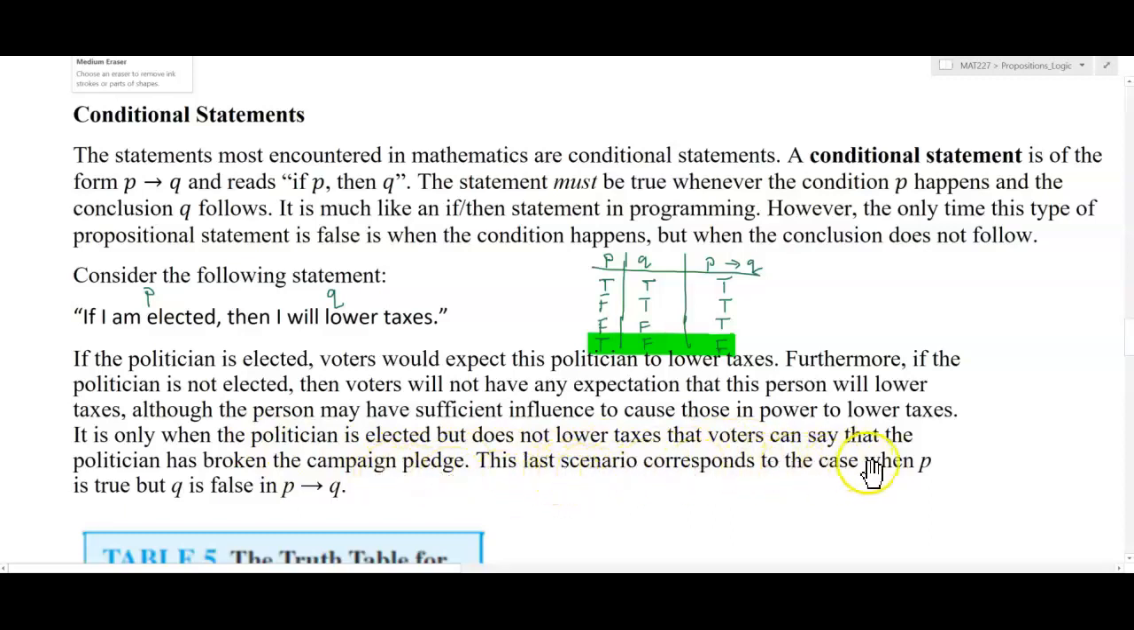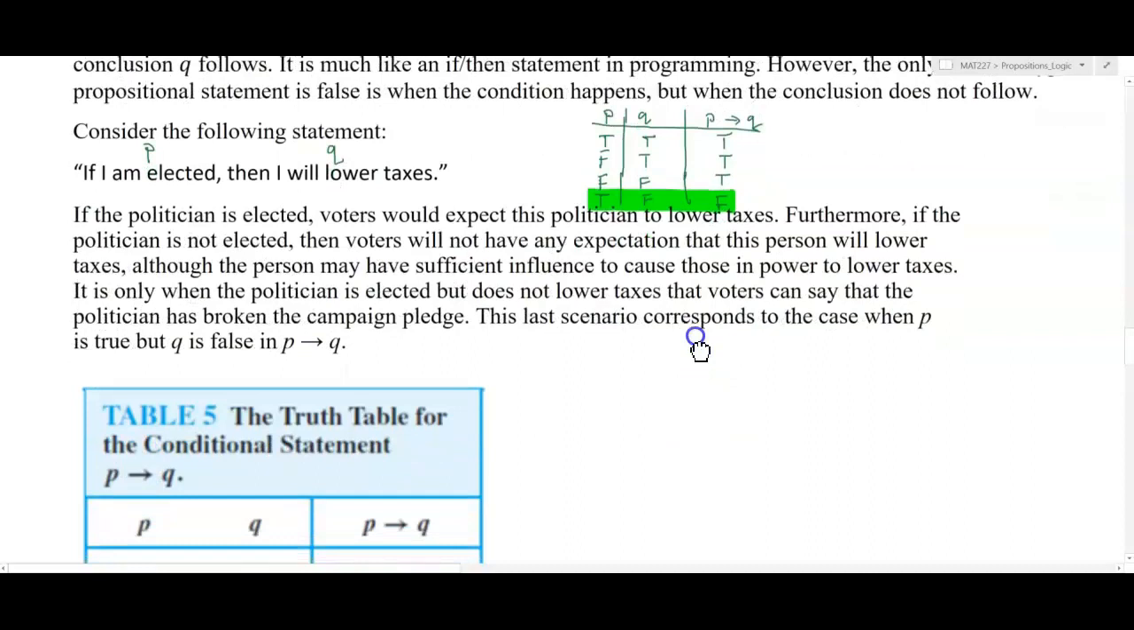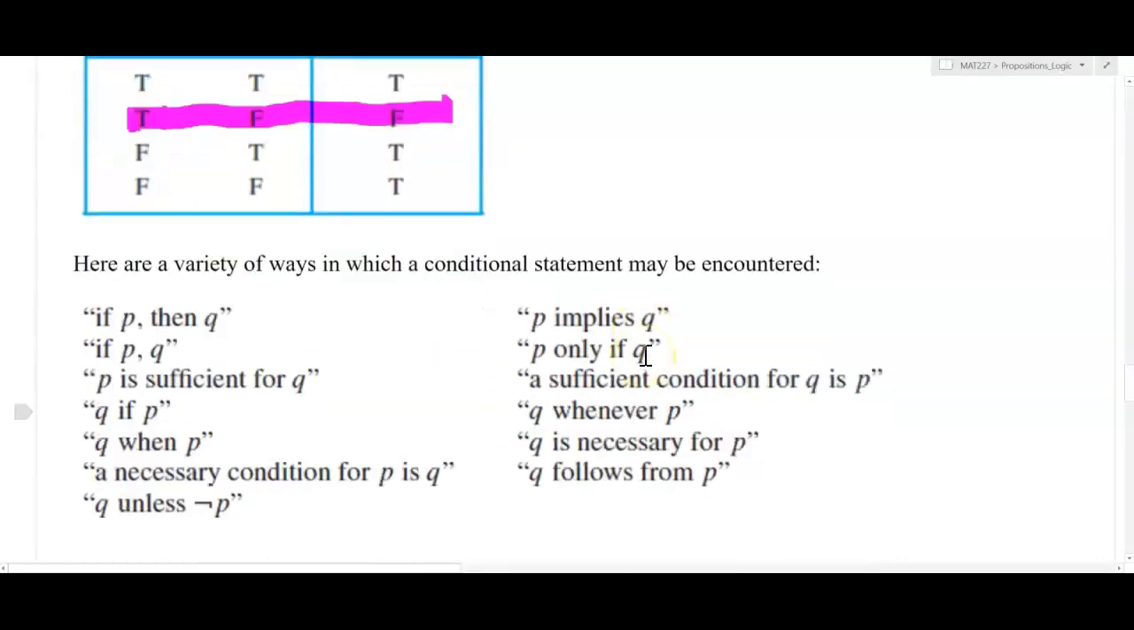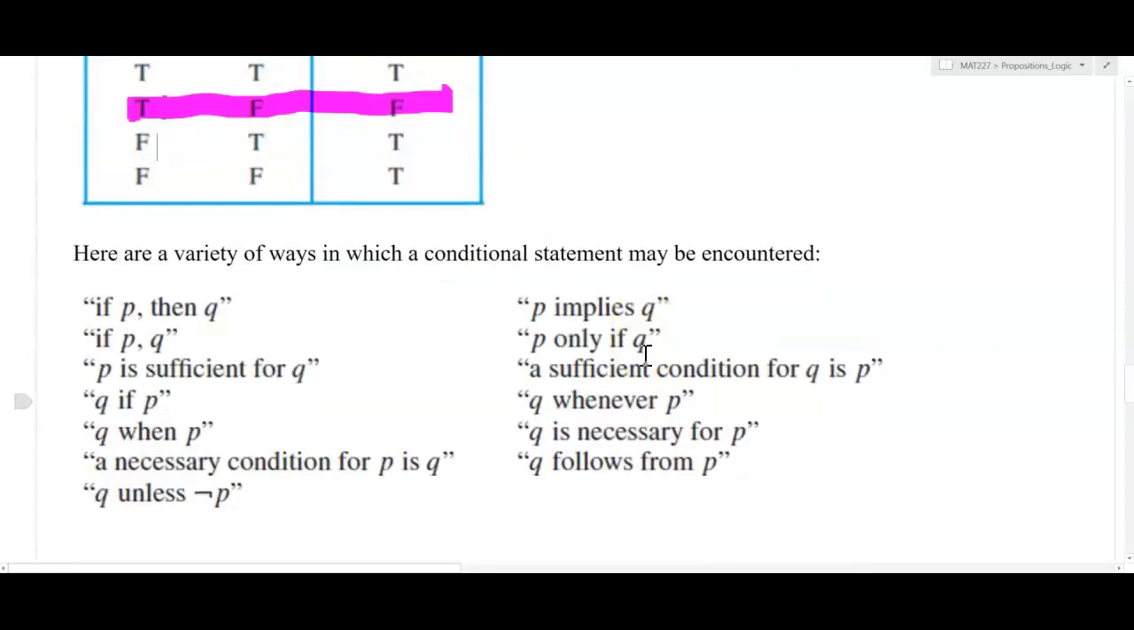This last scenario corresponds to the case when P is true but Q is false in the if P then Q statement. So here's the truth table for it. So we can see that it's always true. The only time it's false is whenever P happens, the condition happens, but the conclusion doesn't happen, then that if-then statement is not working properly. It's a false statement.